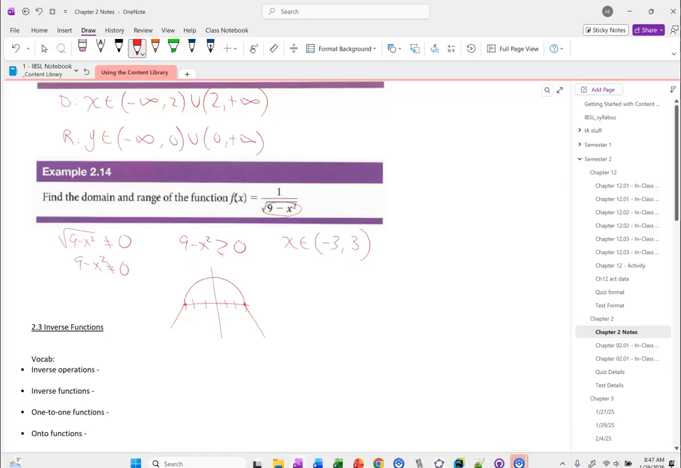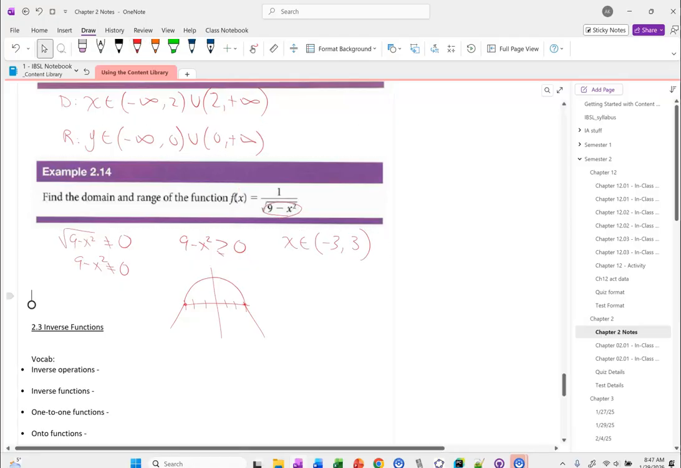So what value do I know is not going to be in the range using the same logic as I did last time? 0. Yeah. Right? Because if I try plugging in 0 for this and try to solve, I'm just going to get 0 is equal to 1 again, right? So I know 0 is not in my range, okay?